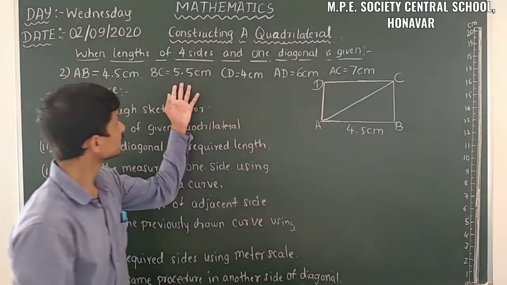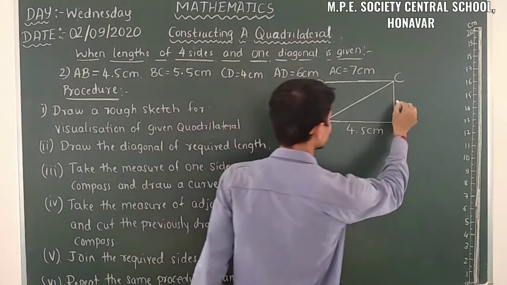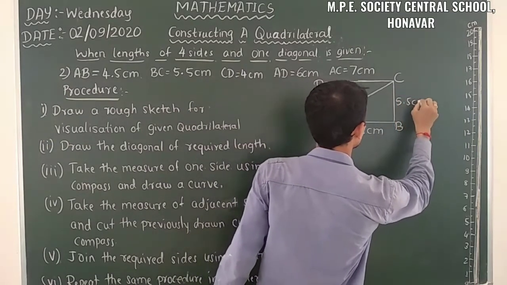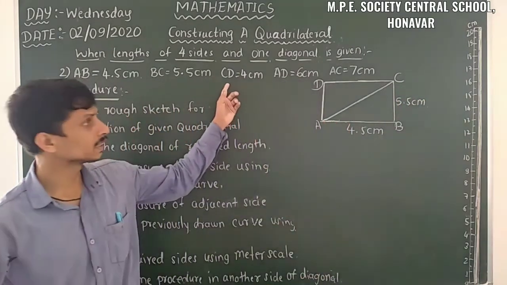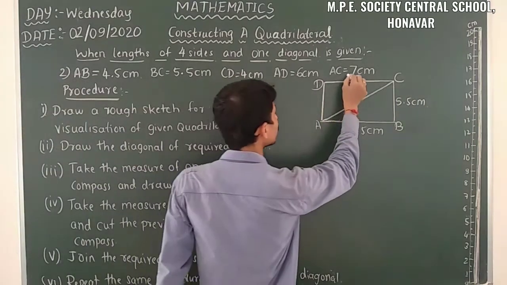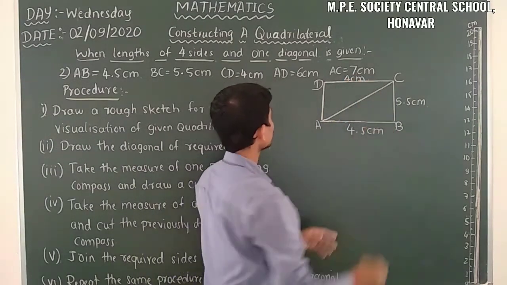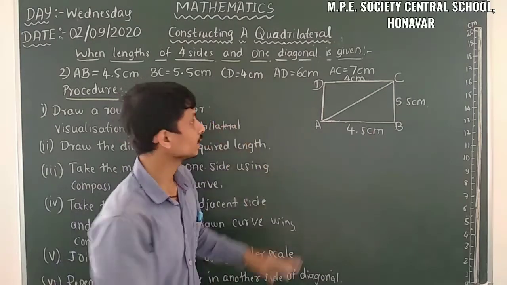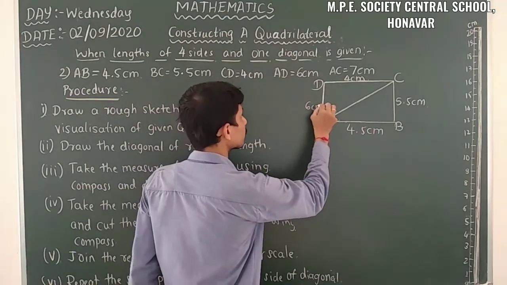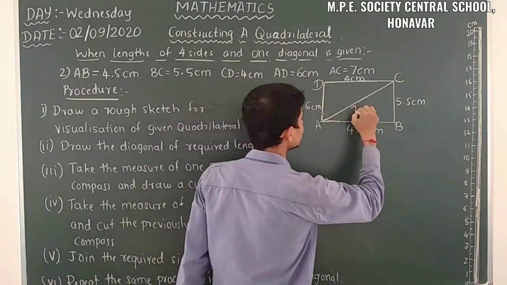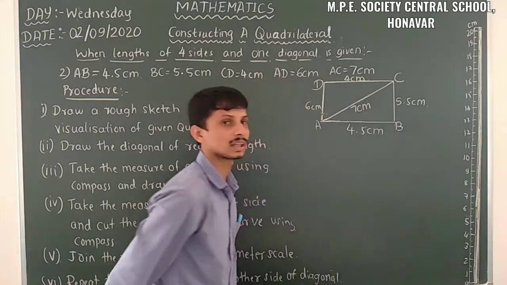Then what is the length of BC? It's 5.5 centimeter. Then what is the length of CD? CD is 4 centimeter. Then what is the length of AD? AD is 6 centimeter. Then what is the length of AC? AC is also 7 centimeter only.